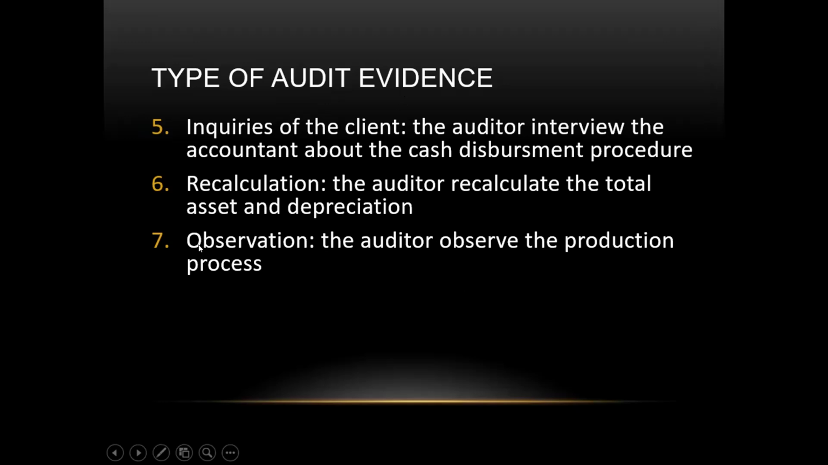Okay, so the last type of audit evidence is observation. If the auditor observes the production process, or probably the warehouse or the accounting process or the accounting system, that is also a form of audit evidence.